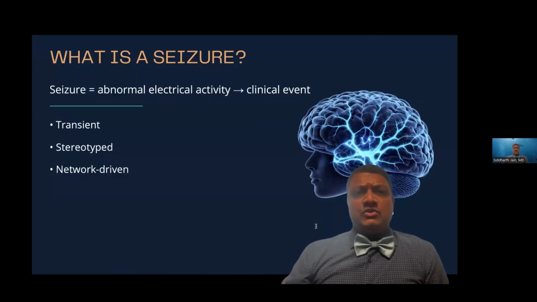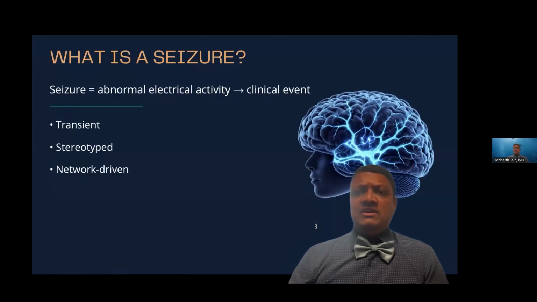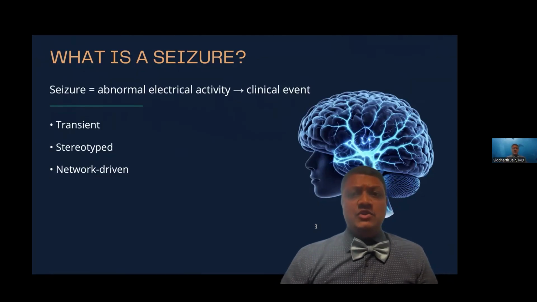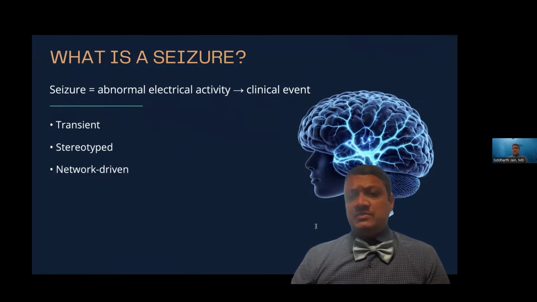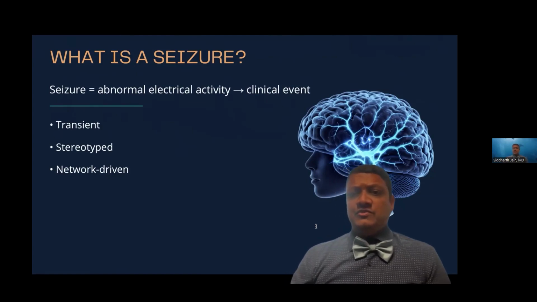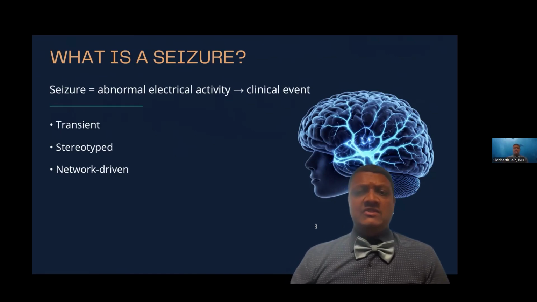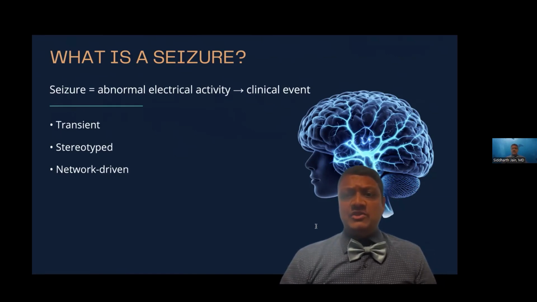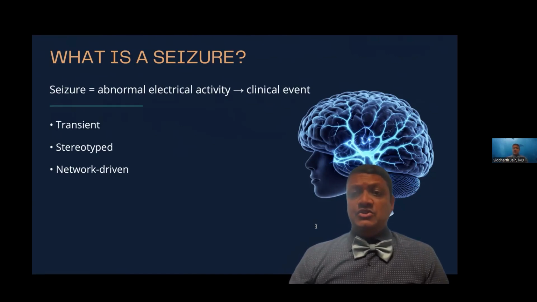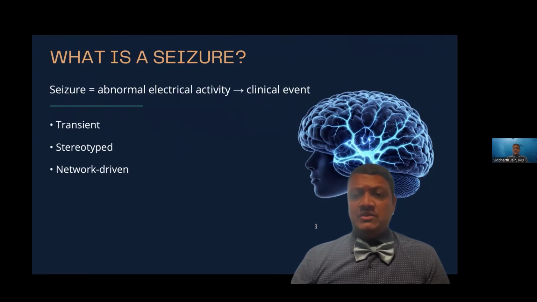So starting with, what's a seizure? A seizure is essentially a result of abnormal electrical activity in the brain, which manifests as a clinical event. A seizure is characterized by three features. First, it's transient, meaning it comes and goes without lasting effect. It's like a brief electrical storm in the brain. Seizures are stereotyped. That means they follow a predictable pattern each time they occur.